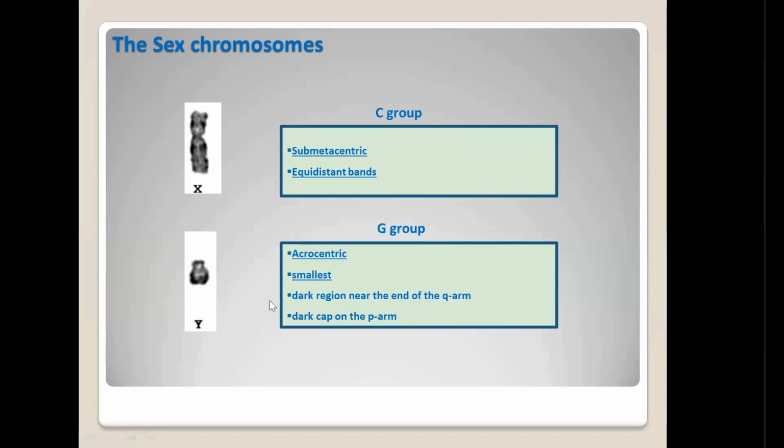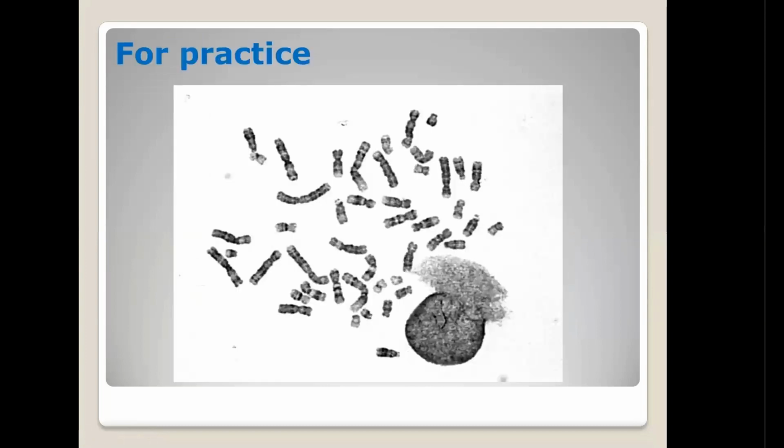So then comes the last chromosome, that is Y chromosome. It is the smallest acrocentric chromosome. That is enough. So we have to see which is the smallest acrocentric chromosome. That will be Y chromosome. But additionally, if we see, there is a dark band near the end of the Q arm and a dark cap on the P arm. So this is the metaphase spread.